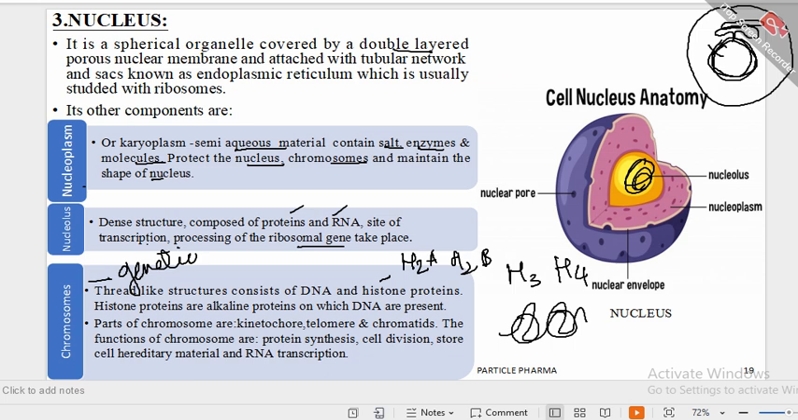And the next part is chromosomes. Chromosomes have three important parts. The first is the kinetochore or the center part. The poles are known as telomeres and the arms are known as chromatids. So this chromosome helps in protein synthesis, cell division, and stores the cell's hereditary material which is transferred from one generation to another, and RNA transcription.